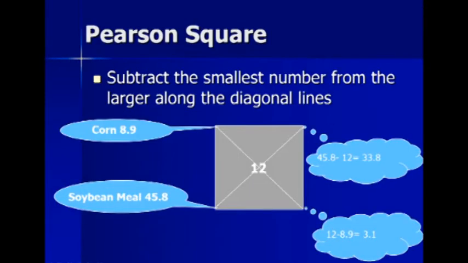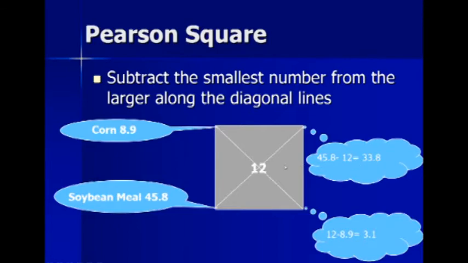So next step you have to go for calculations. Now subtract the required protein value from the ingredient protein value in a diagonal way. Diagonal way means you have to subtract this 8.9 minus 12 and come over here for putting the answer. So 12 is the required value, 8.9 is the ingredient value, we get the value 3.1. Then from the soybean meal protein value, subtract the required amount and put the value over here on the top right corner of the square. So 45.8 minus 12 is equal to 33.8.